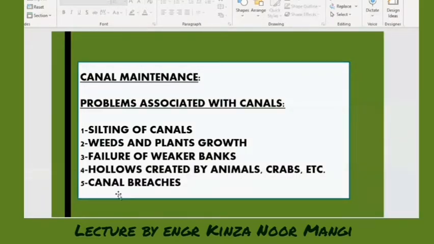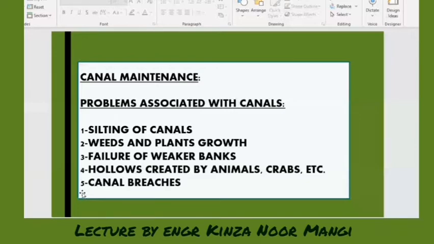The fifth is canal breaches, meaning any crack or any failure occurring. In that case we also have to take suitable measures. Now canal breaches occur either because excessive water enters it or due to the hollows created, because water will seep from those holes and cause seepage that can harm the banks too.